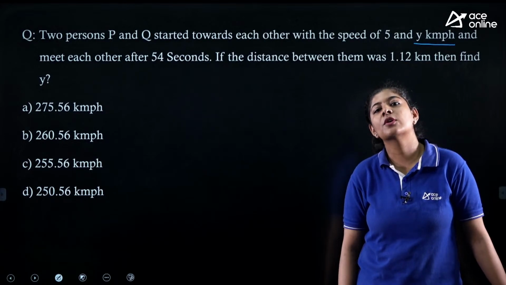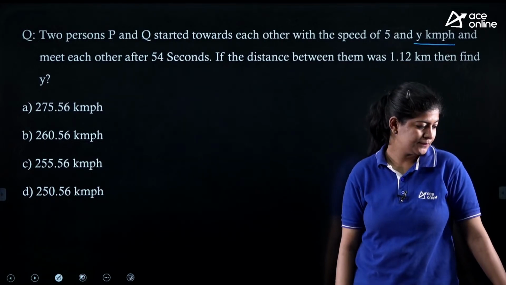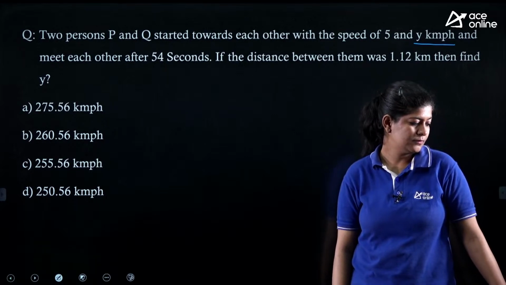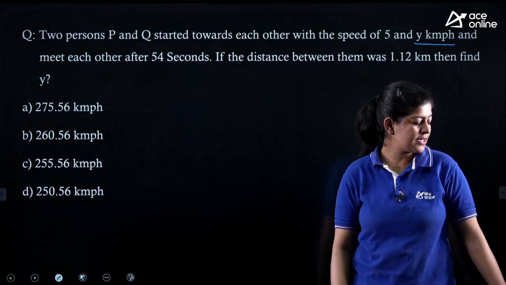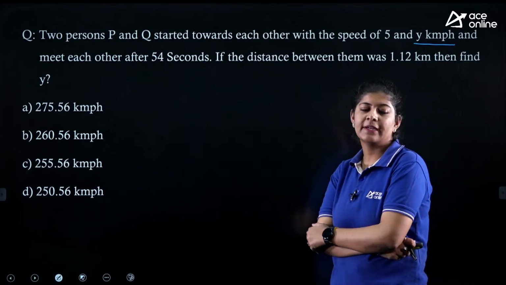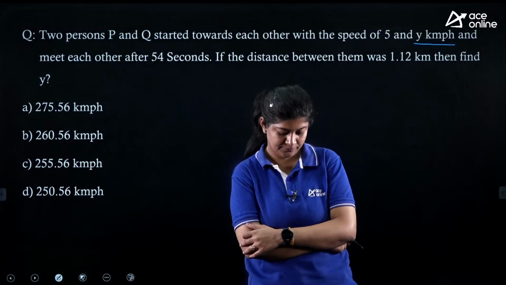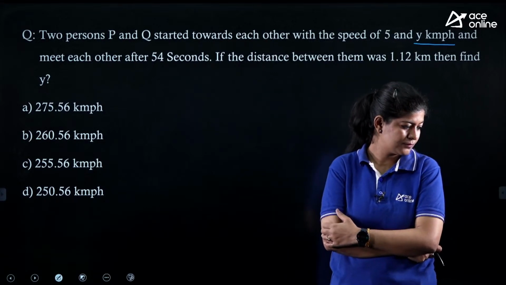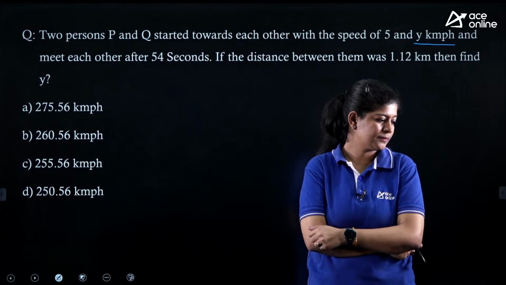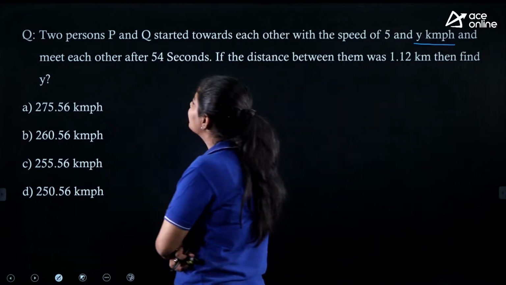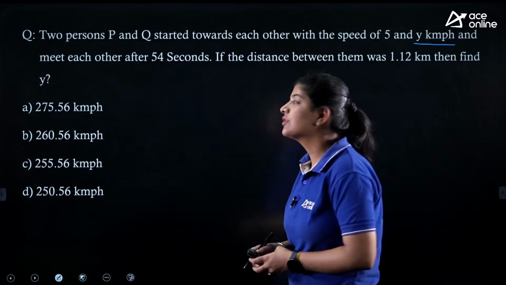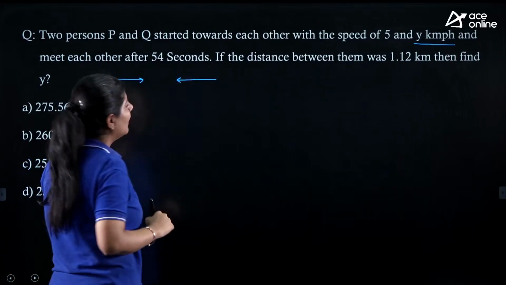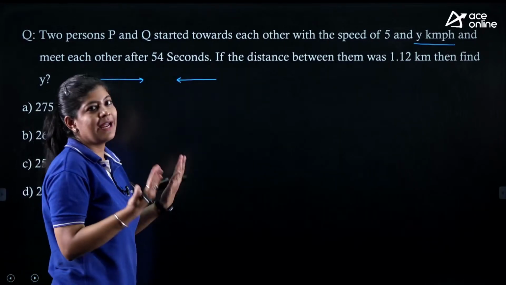We also need to use the concept of relative speed over here. Just try to solve this and let me know what answer you are getting. Okay, let's start discussing it. As the two people are coming towards each other, that means this is the opposite direction, and we know that opposites attract each other.